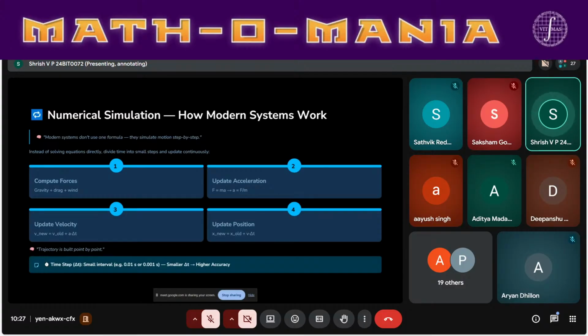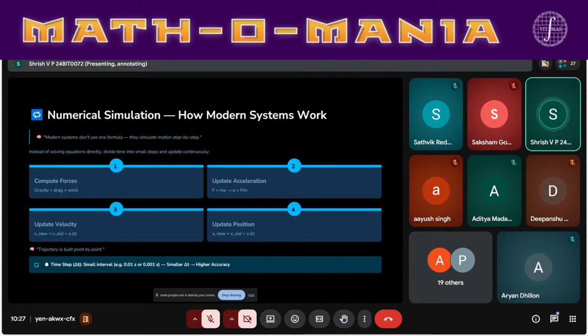We update the velocity by knowing how much it's going to change in that small time interval, and add the effect of acceleration over that small time step. Now, finally, we update the position. We take the current position and move it forward based on the velocity that we have updated before. By doing so, we get the new position.